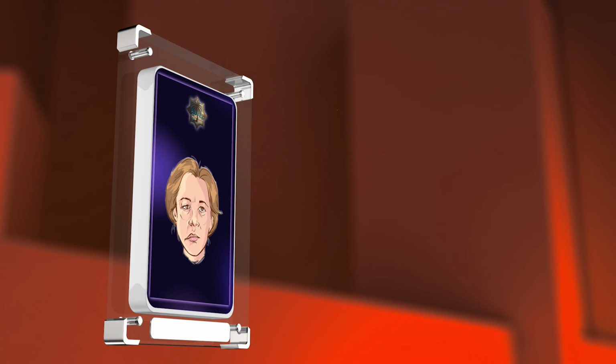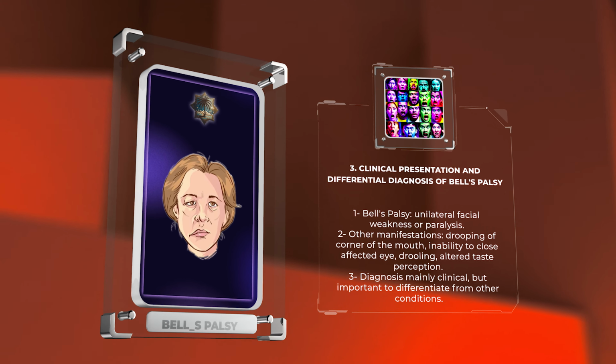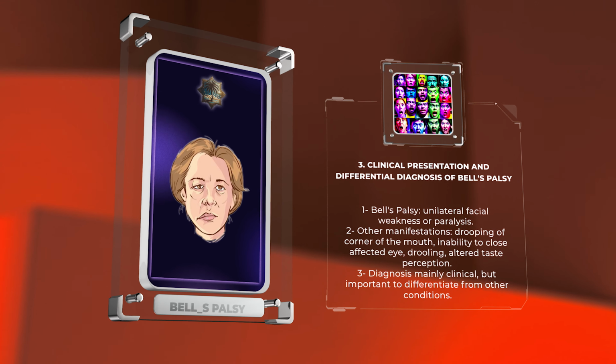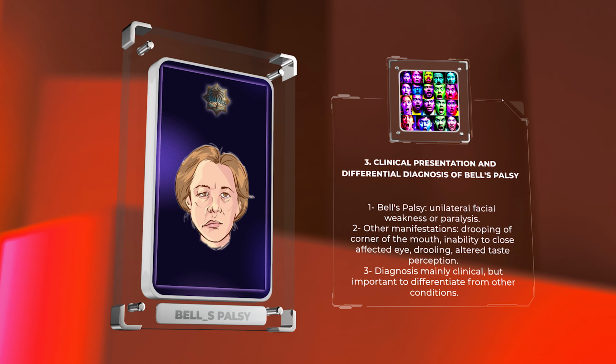Bell's palsy typically presents with the sudden onset of unilateral facial weakness or paralysis. Other common manifestations include drooping of the corner of the mouth, inability to close the eye on the affected side, drooling, and altered taste perception.